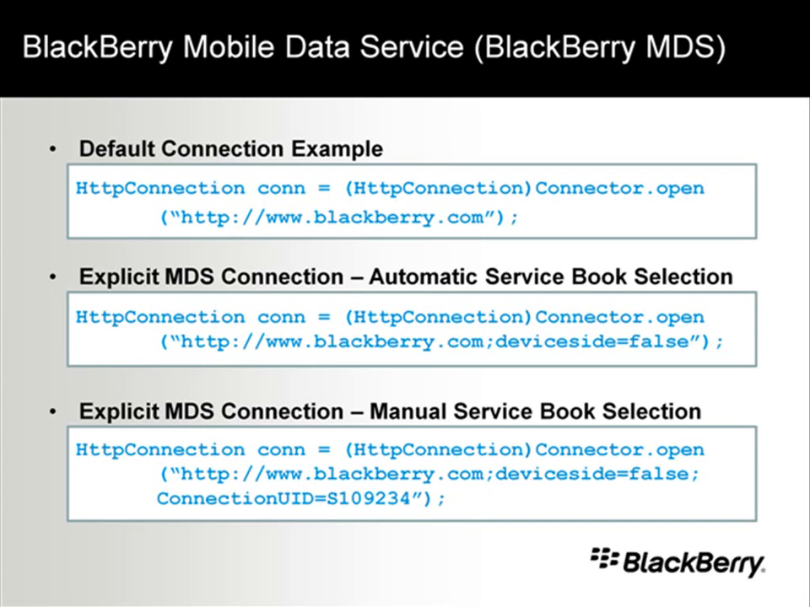The last example shows how you can manually select the MDS service book that you want to use, in the case of there being multiple MDS services connected to the device. In this case, you specify deviceside=false, along with the UID of the service book that you want to use, similar to what we discussed for WAP 2.0 connections.